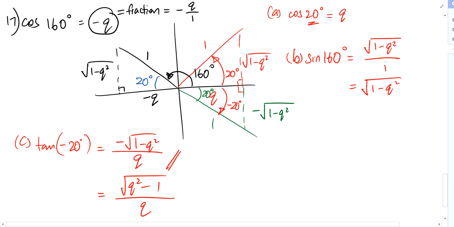70 degrees is here. This is a very common trick that they will have for you. It is not exactly found in the first, second, third, fourth quadrant. It's just found in a right angle triangle. And that right angle triangle is found in the first quadrant. So 70 degrees over here, part D. Cosine 70 degrees, adjacent over hypotenuse, so root 1 minus q squared. Part D.